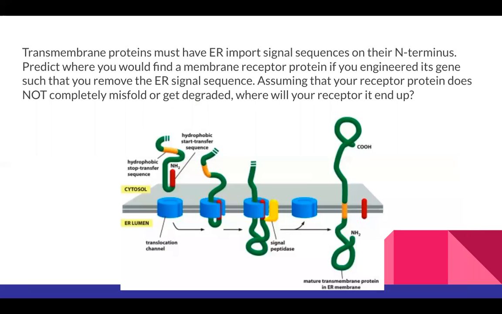And so I actually have a question here. Transmembrane proteins must have ER import signal sequences on their N-terminus. So predict where you would find a transmembrane protein if you engineered its gene such that you removed the ER signal sequence. And assuming that your receptor protein does not completely misfold or get degraded, where will your receptor end up? If anybody wants to put it in the chat or say it out loud, I can't see the chat. So if somebody wants to read it to me.